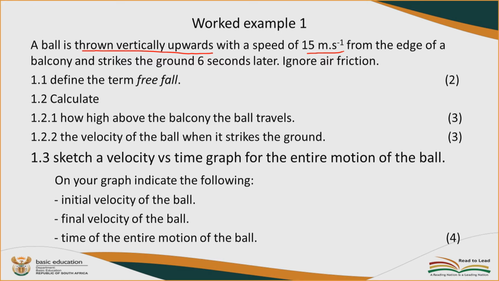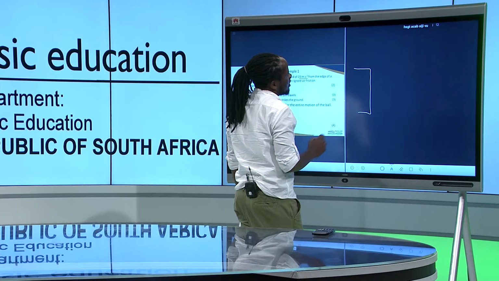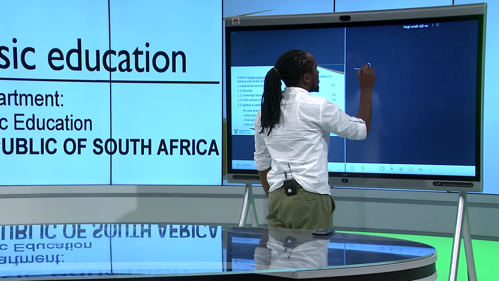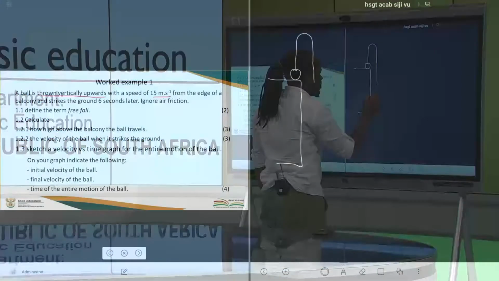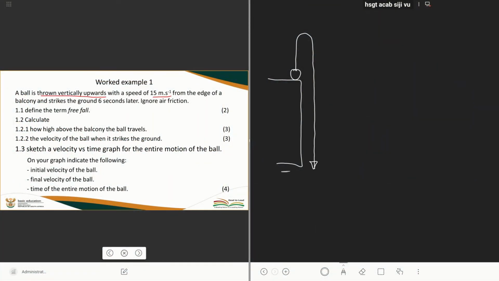So here is a balcony, a sketch. There is the object, it's thrown upwards, okay? It's allowed to go to the ground and reach the ground after a certain time interval. Now, the time for the entire motion, we're told it's 6 seconds, right? Then we ignore friction. The moment we see ignore friction, immediately the concept of free fall comes to mind. So this object is free falling.